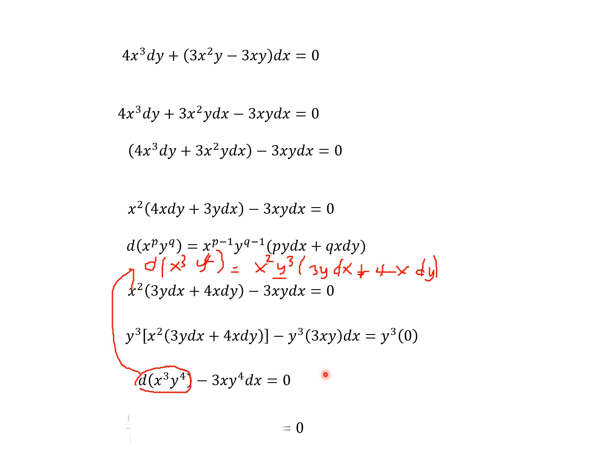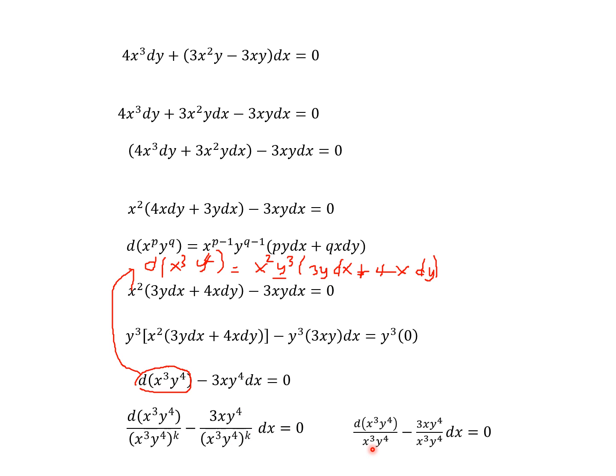Now you will have to divide this by a factor of x cubed y to the fourth raised to a certain value k, in such a way that this now will just be a function of x only, because you cannot integrate it if there is y. What particular value of k will eliminate y here? Obviously the value of k is just 1, because this is y to the fourth, y to the fourth. So we have the derivative of x cubed y to the fourth over x cubed y to the fourth, minus 3x y to the fourth over x cubed y to the fourth dx, is 0.